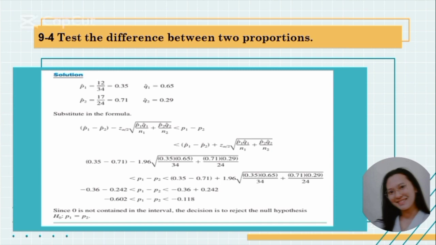So this is the result: negative 0.602 is less than P sub 1 minus P sub 2, which is less than negative 0.118. Since 0 is not contained in the interval, the decision is to reject the null hypothesis. That is all about the test for the difference between two proportions.